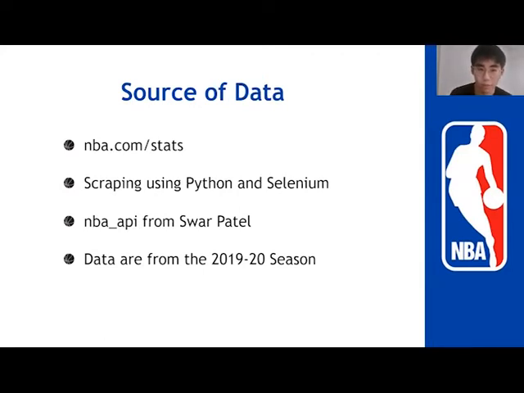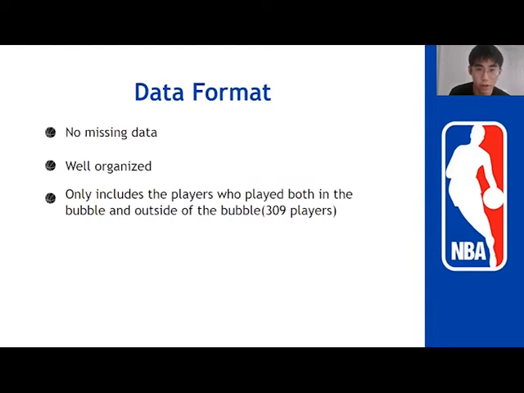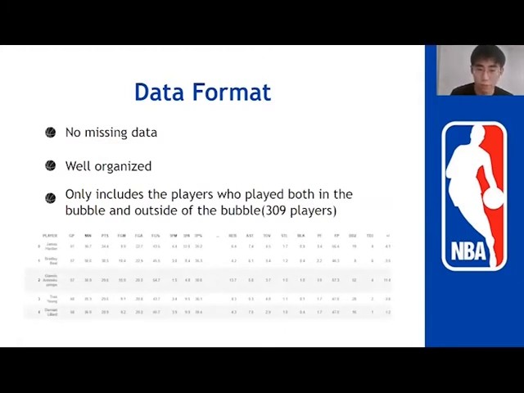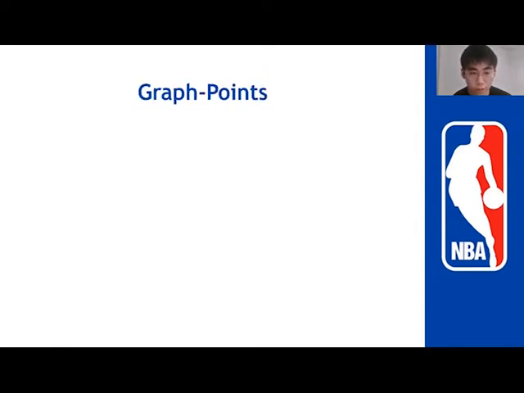And I got my data from nba.com/stats using Python and this useful API written by Swar Patel. And all the data are from the last season, which is the 1920 season. And since all the data are from the official NBA website, there is no missing data, and they're all pretty well organized. And I only included the players who played both inside the bubble and outside the bubble, which is a total of 309 players. And here's a sample of what the data set looks like.